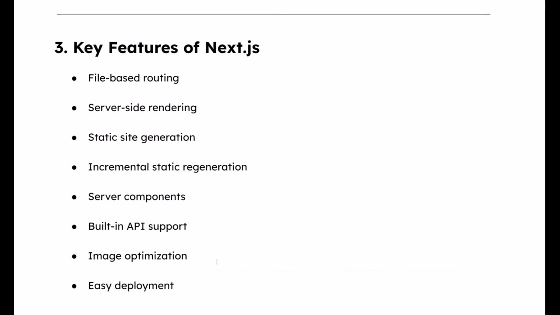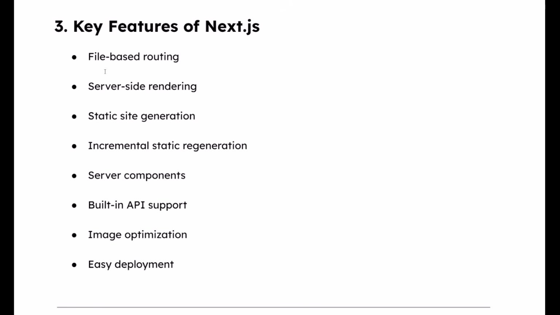Got it? Now what are the key features? Just read it on your own. It provides you file-based routing, server-side rendering, static site generation, incremental static regeneration, server components, built-in API support, image optimization, very important. Easy deployment: you can simply deploy it on anything like Vercel or Render or AWS, anywhere. In comparison to the React application, it is quite easier to deploy. Fine. If you have not understood any of the points here, don't worry, with the ongoing course you will understand everything in depth.